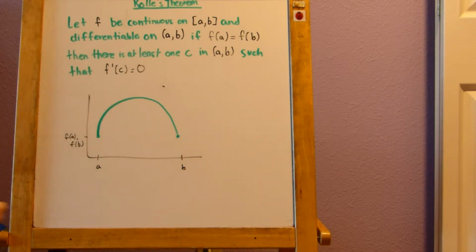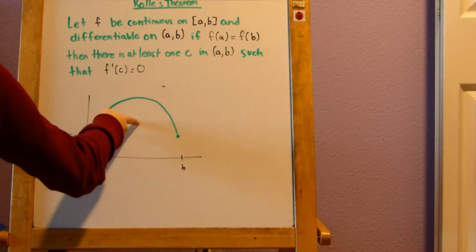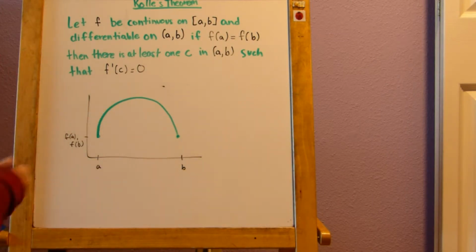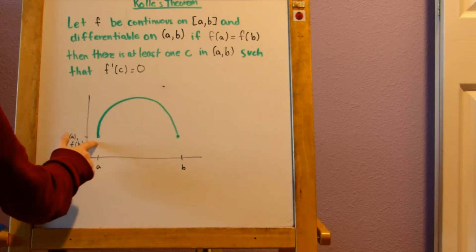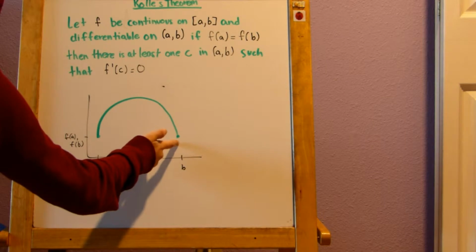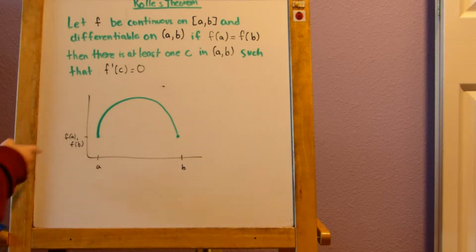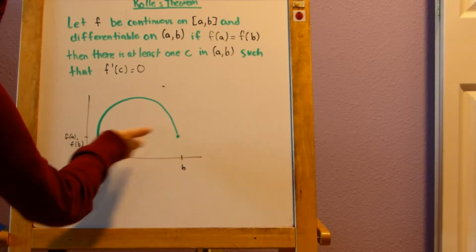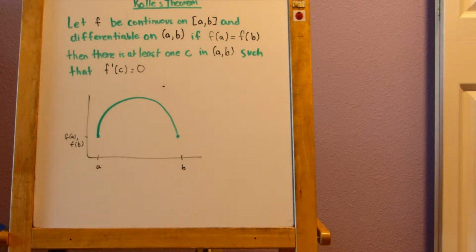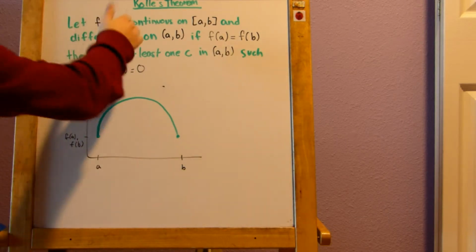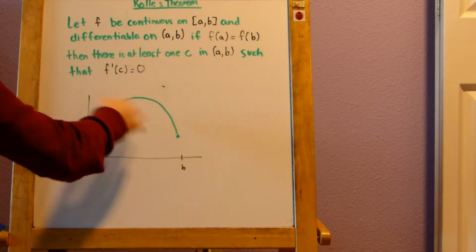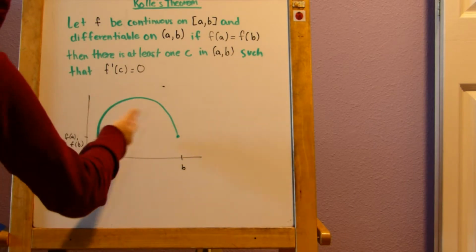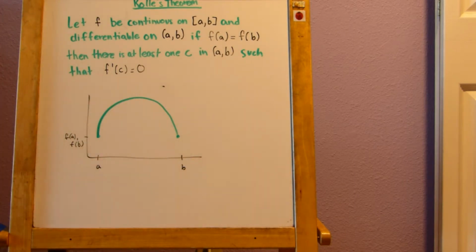So here we have an equation. It looks kind of like x squared. It's been moved to the right a little bit. We have a as this endpoint and b as this endpoint, and you can see f(a) and f(b) are the same. That means that Rolle's theorem applies: it's continuous on the entire thing, there are no breaks, nothing. It's differentiable everywhere, there are no cusps, nothing. Then there has to be a c so that the derivative equals 0.